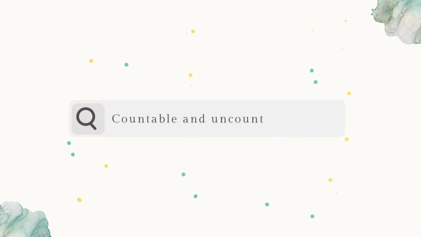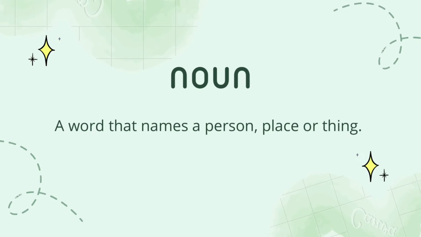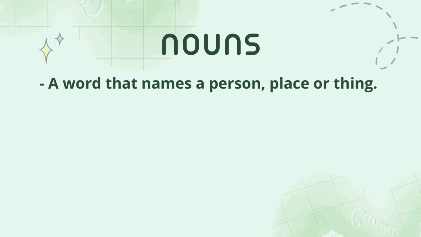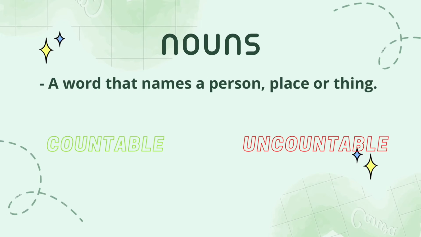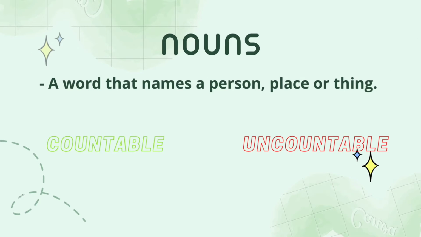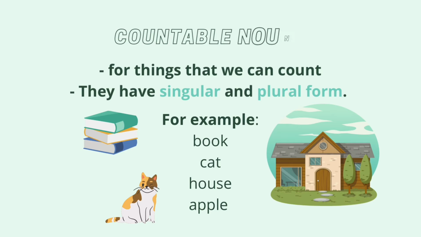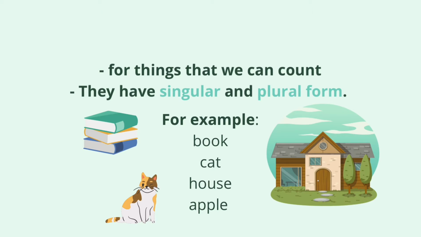Countable and uncountable nouns. A noun is a word that names a person, place, or thing. They can be countable or uncountable. We use countable nouns for things that we can count. They usually have singular and plural form. For example, book, cat, house, and apple.